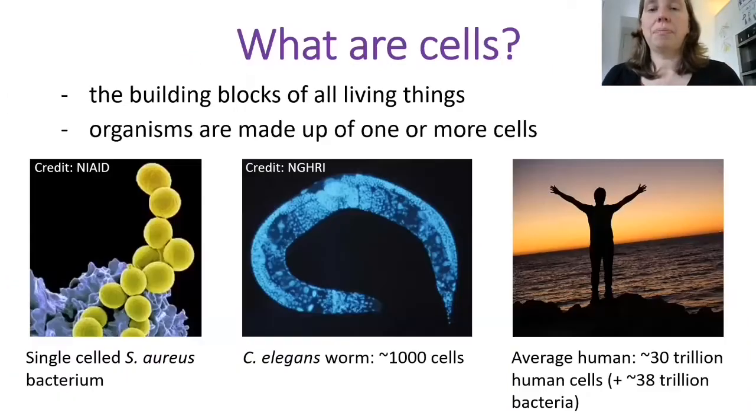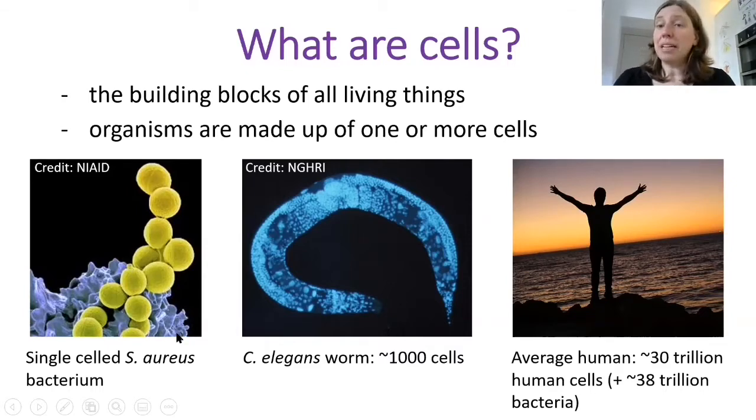Okay, so what are cells? Well, they're the building blocks of all living things. So any living organism is made up of one or more cells. So you get some organisms which are just made up of one cell. They're unicellular, single-celled. And examples of these are bacteria. So here's one type of bacterium called Staphylococcus aureus that has this spherical shape.